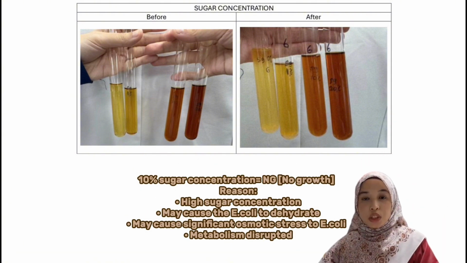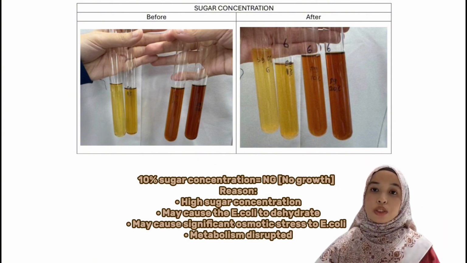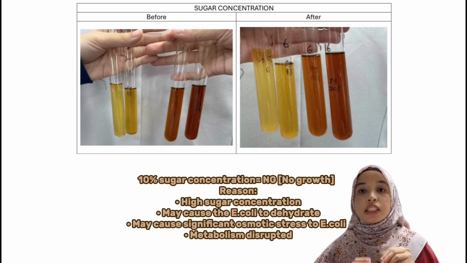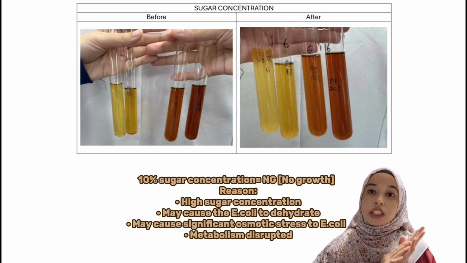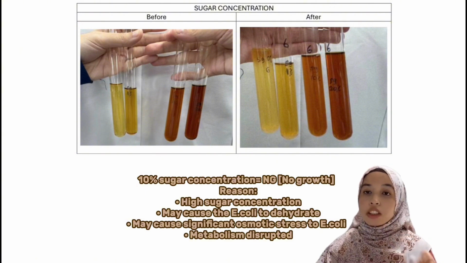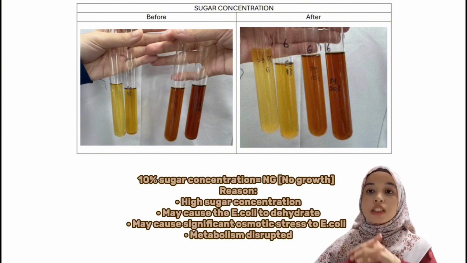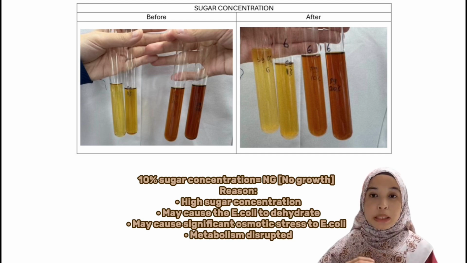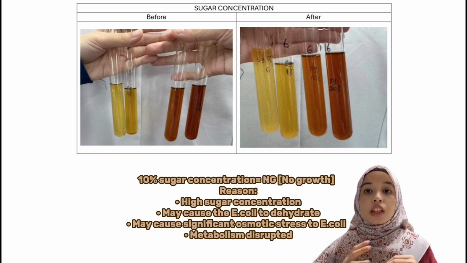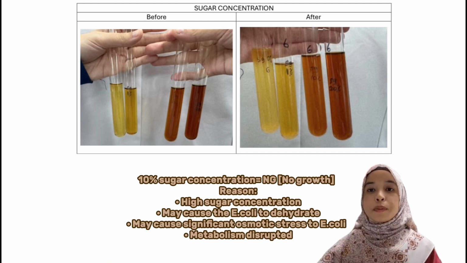In 10% sugar concentration, there is no growth of E. coli. This is because it is high in sugar concentration. Thus, it may cause the E. coli to dehydrate and cause significant osmotic stress. It also causes the E. coli metabolism to be disrupted, causing it to die.